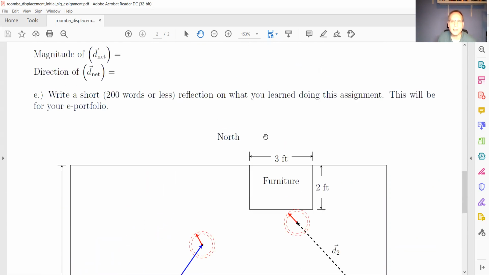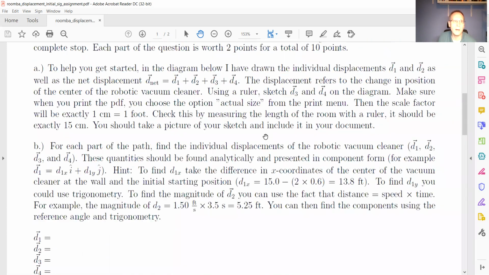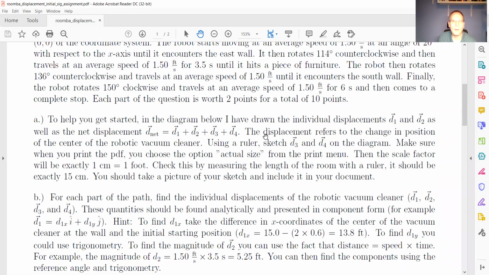So in terms of the questions, let me go over what you have to do. Again, as I have said, I drew the first two displacements for you, as well as the net displacement, which is really just the sum of all the displacements. So the net displacement is D1 plus D2 plus D3 plus D4. That's ultimately what we're trying to find.